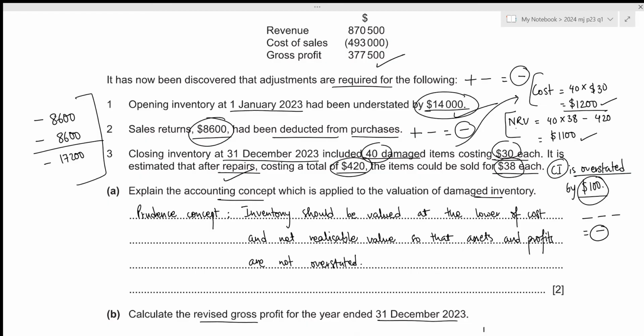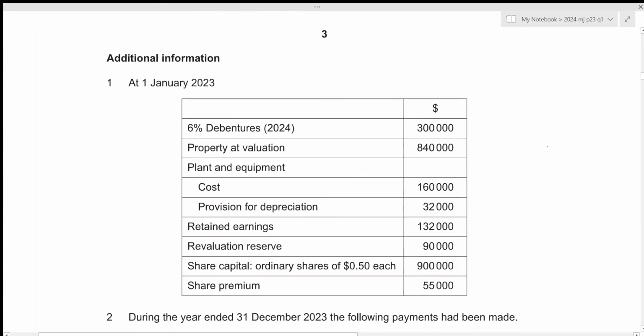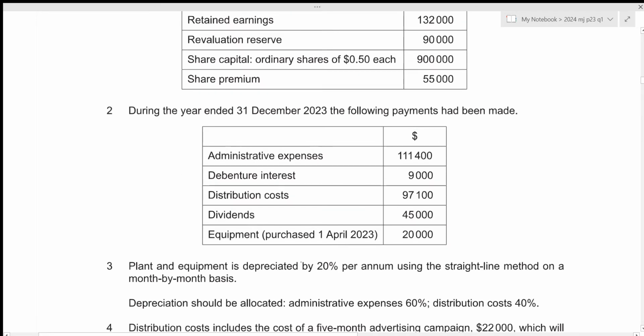Let's move towards the third part now. We have been given the additional information at 1st January 2023. We have the debenture, property at valuation, plant and equipment, retained earnings, revaluation reserve, share capital, and share premium. Now, during the year ended 31st December 2023, the following payments have been made. There was payment for administrative expenses, debenture interest, distribution costs, dividends, and we purchased a new equipment at the date of 1st April 2023.